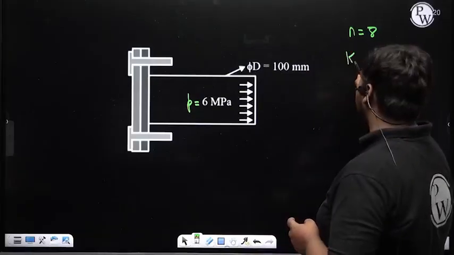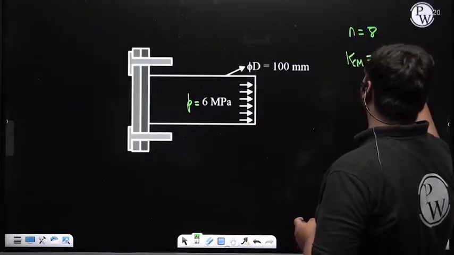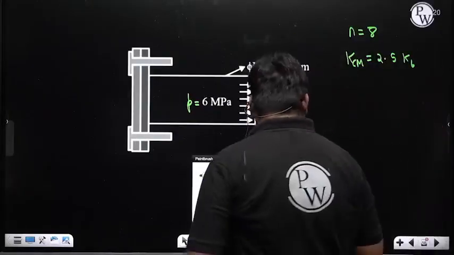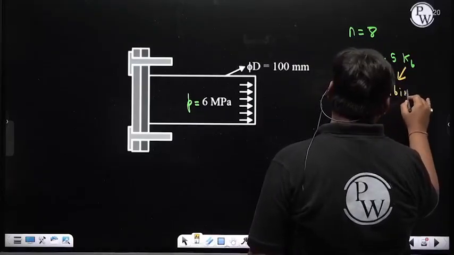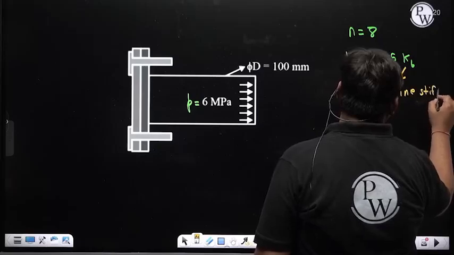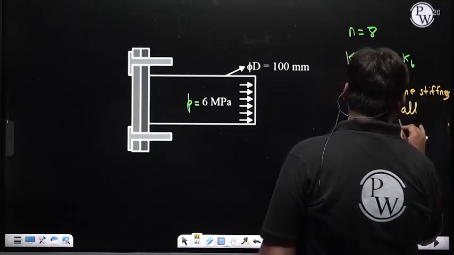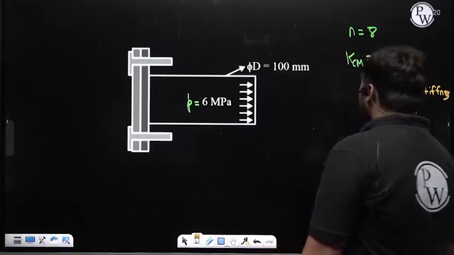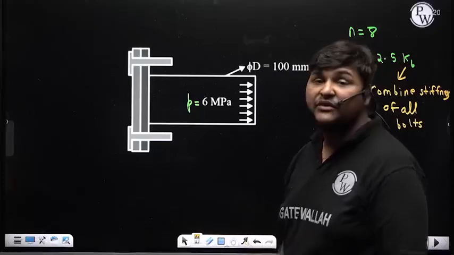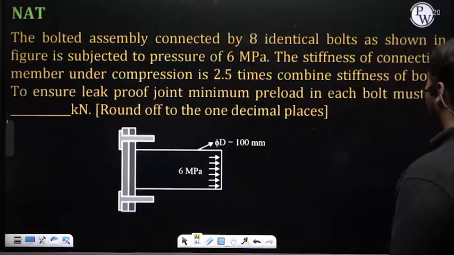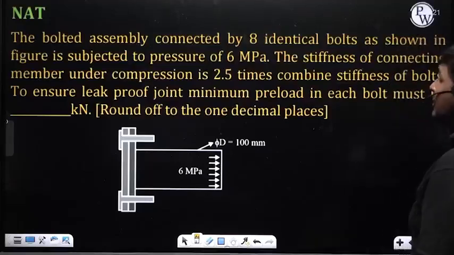So what question is saying? KCM is 2.5 times of KB, where KB is the combined stiffness of all bolts. And if KCM and combined stiffness of all bolts is given, we can calculate stiffness correction factor, that is C. Now, to ensure leak-proof joint, minimum preload in each bolt must be in kilonewton.